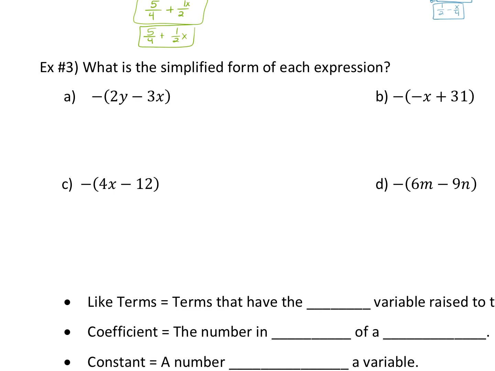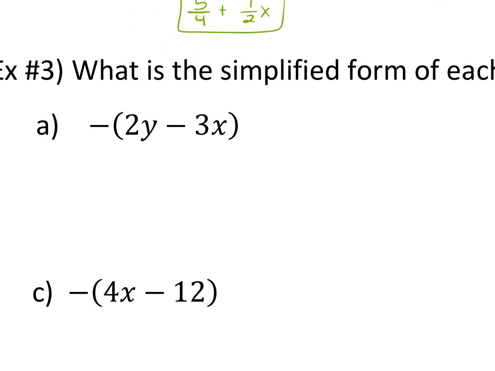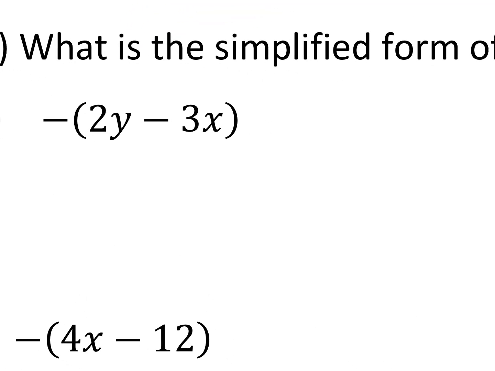I want the simplified form. Notice all 4 of these. What are you distributing? A negative sign. Okay, but let's think about what that means. If there is a negative out in front, the number that you're actually distributing is what number? -1. So you're gonna take a -1 and multiply it by everything. So this becomes what? Negative 2 plus 3.